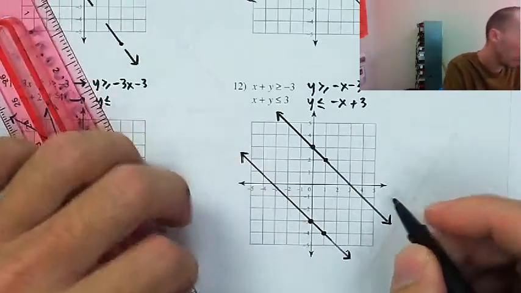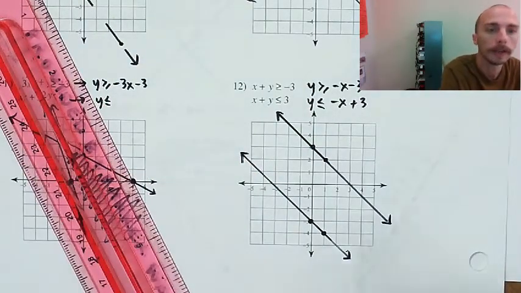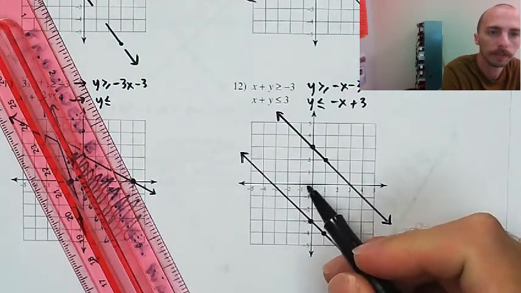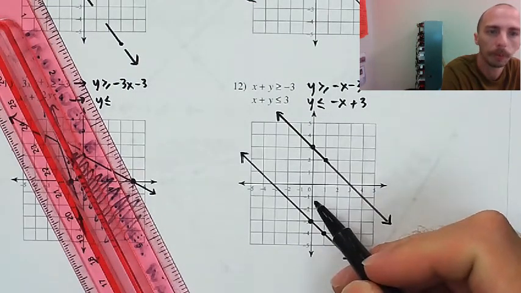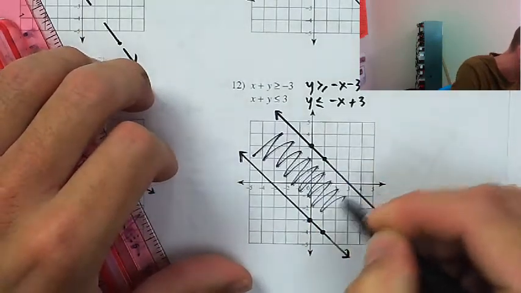And it would make sense that they're parallel because I'm seeing x plus y on both of them, so they're going to have the same slope. And one has a negative y-intercept and is below the one with the positive y-intercept. And so I shade through here.